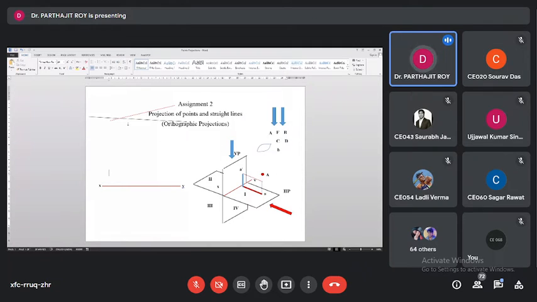Now the view is taken. Before I do anything, first of all I take the view. After I take the view, this horizontal plane is rotated by an angle of 90 degrees in the downward direction. So if I rotate it by 90 degrees in the downward direction, both HP and VP will be on the same plane, isn't it? Yes, sir. With the point A coming below the XY line and point A dash above the XY line.